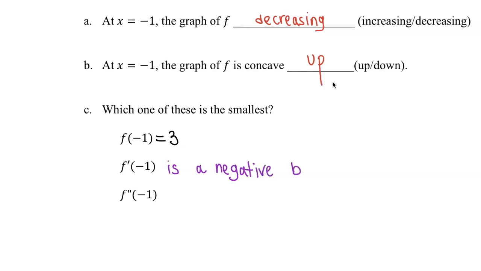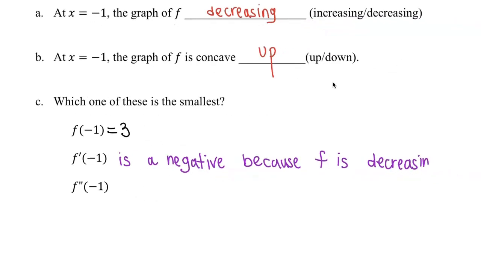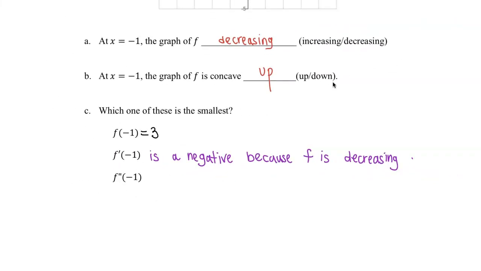And here's my reason, okay? Because f is decreasing at x equals -1. See, that's what we talked about in part A, right? Because this is going down from left to right at that point, the slope of the tangent line is going to be negative because this is decreasing, right?